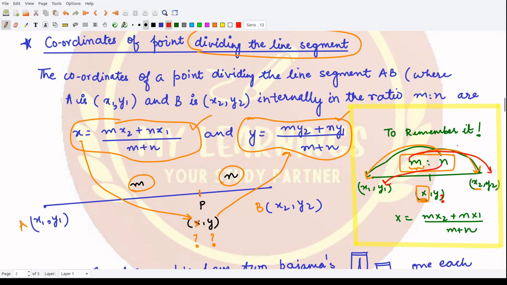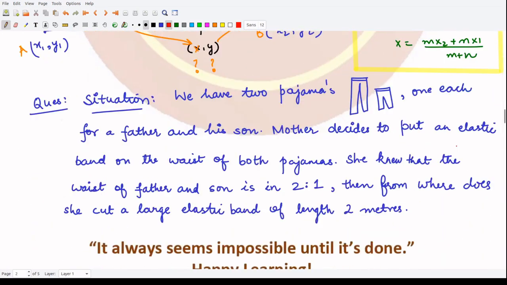Now let's look at an example. We are given the situation that we have two pajamas of different sizes, one for a father and one for the son. The mother decides to put an elastic band on the waist of both pajamas, and she knows that the waists of the father and son are in the ratio 2:1.